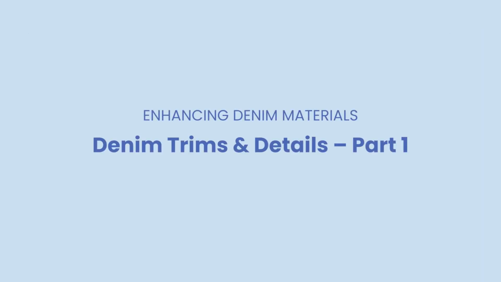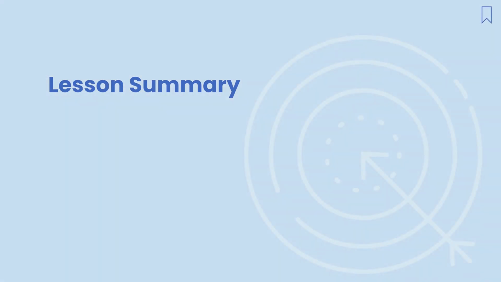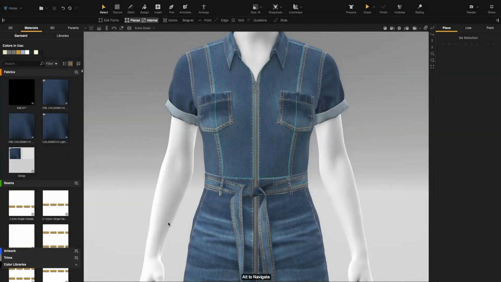In this lesson, we will discuss more about the common denim trims and details and how to achieve them. We will cover the following: replacing smart trims, assigning 3D objects, customizing 3D objects. For this lesson, we will also be using the two garments, the jumpsuit and the jacket. You should continue from the file you used to complete the previous activity.